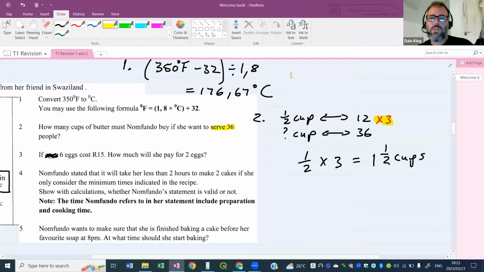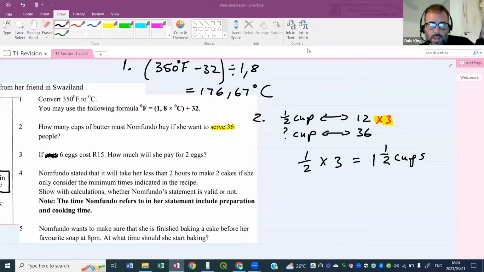All right, no one wants to tell us how they do question 3. Oh, guys. I see a lot of answers there. Do you want to tell us? Ave says 15 divided by 6 equals 2.5 for 1 egg, therefore 2 eggs is 5. All right, good stuff. Thanks, Ave.